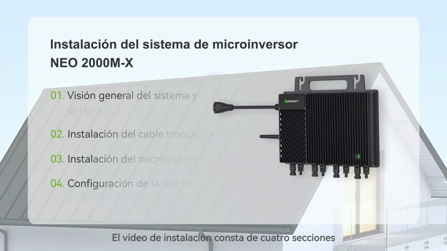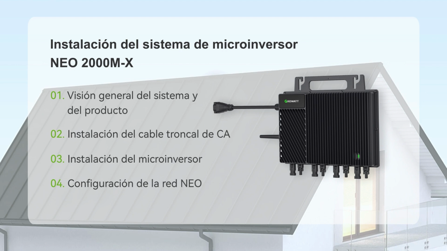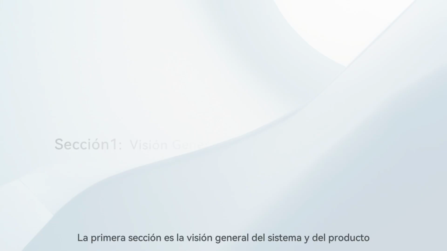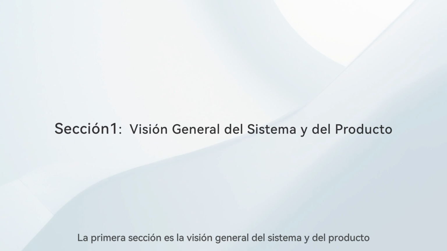The installation video consists of 4 sections, which are System and Product Overview, AC Trunk Cable Installation, Microinverter Installation, and NEO Microinverter Network Configuration. This video will take the NEO 2000M-X as an example for installation training. The first section is System and Product Overview.